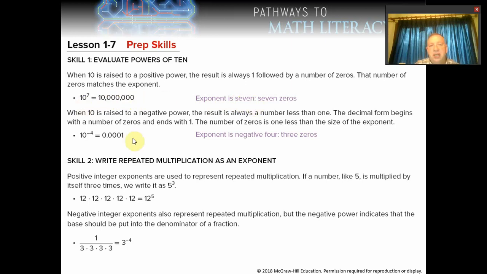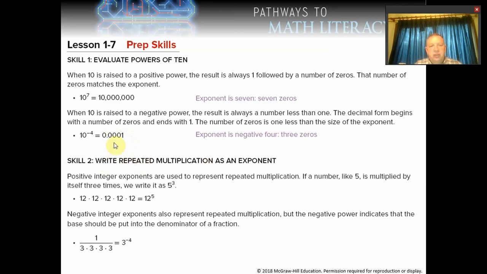When 10 is raised to a negative power, the result is always a number less than 1. The decimal form begins with zeros and ends with 1. So the number of zeros is 1 less than the size. Again, if I have 10 to the negative 1, that's 1/10, so that would be 0.1. So I move from 1 to 0.1. That would be 10 to the negative 1. And if I've got negative 4, negative 1, 2, 3, negative 4. So just remember that negative 1 gives me 0.1, and then I start moving over from there.